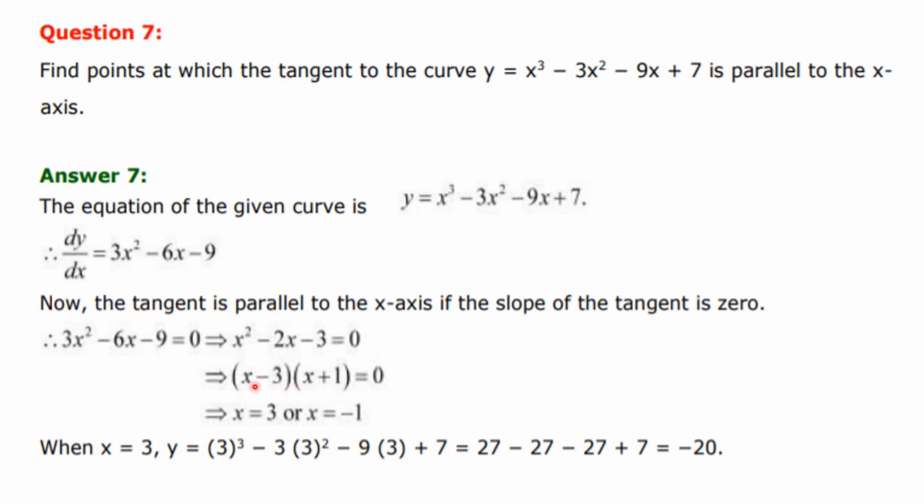Then what will you get here? X minus 3 is equal to 0. Then what will you get? X is equal to 3. And x plus 1 is equal to 0. This implies, what will you get? X is equal to minus 1. We got two values for x: 3 and minus 1. If x is equal to 3, then we have to find the y value by substituting x is equal to 3 in this equation. So y is equal to 3 cube minus 3 into 3 square minus 9 into 3 plus 7.